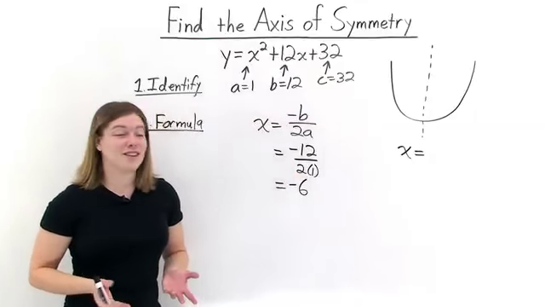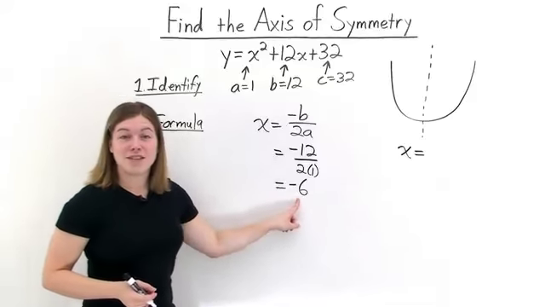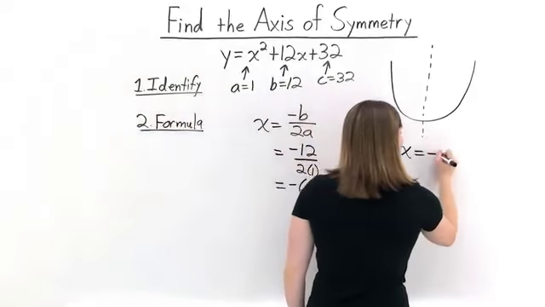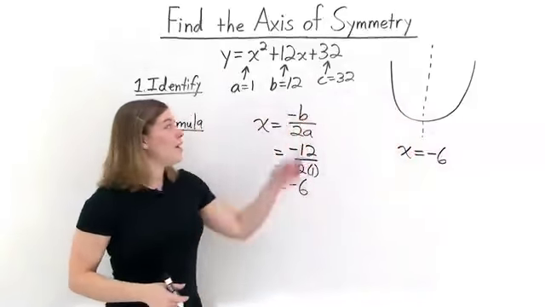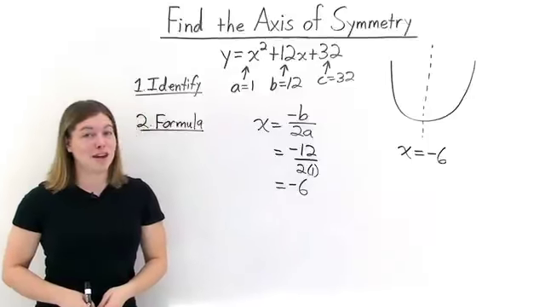So now we have our answer. X is equal to negative 6. The vertical line, x equals negative 6, is our axis of symmetry. It's the line that cuts our equation of the parabola in half.